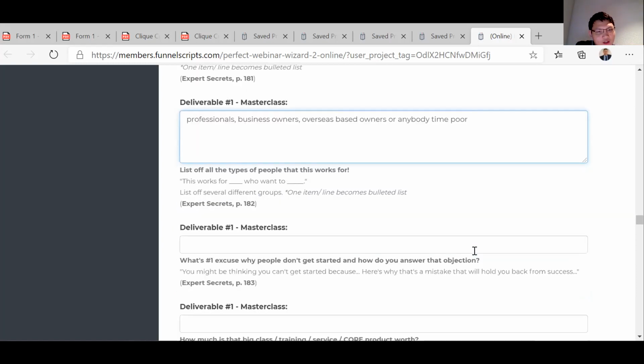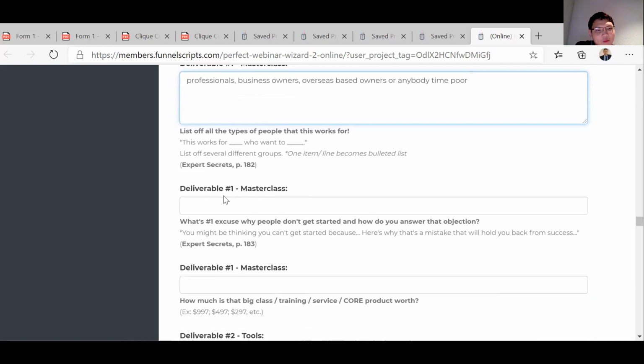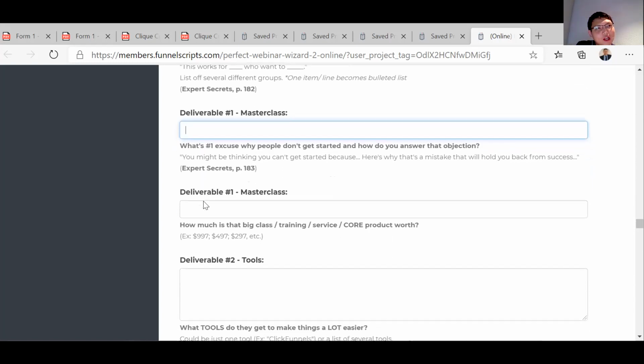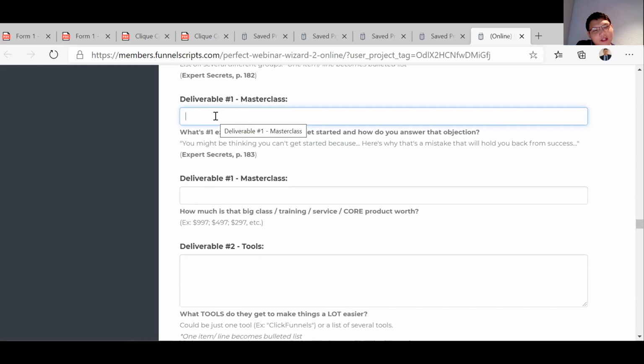Okay, so next one, what is the number one excuse people don't get started? What is the number one excuse people give for not wanting to hire a project manager? Maybe they believe it costs a lot of money. So you have to handle it. You may help them for free, because it is one part of your service.